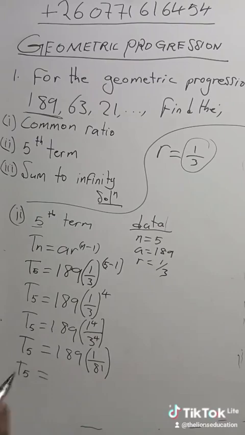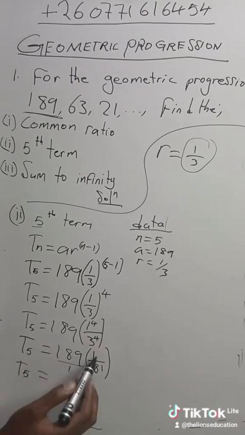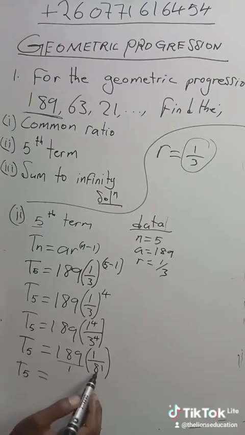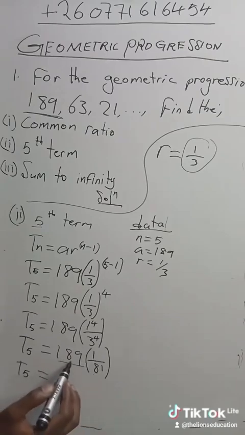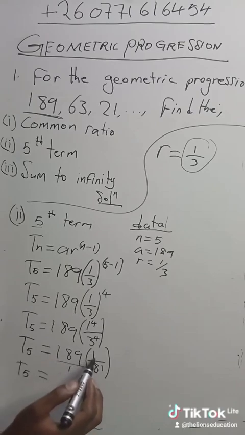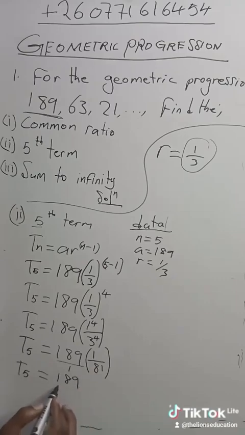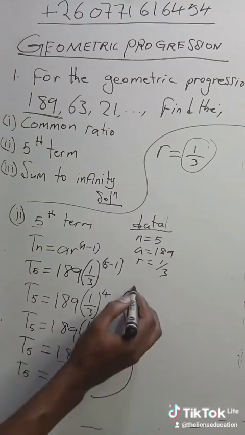So we can now multiply, we can say here there is 1 there. So we multiply fractions. You know the rule for multiplying fractions is direct the numerator by the numerator, the denominator by the denominator. So it will be 189 times 1, which will give us 189, over 1 times 81, we have 81. Okay? Let's write it here.